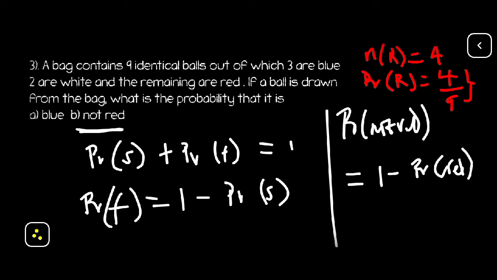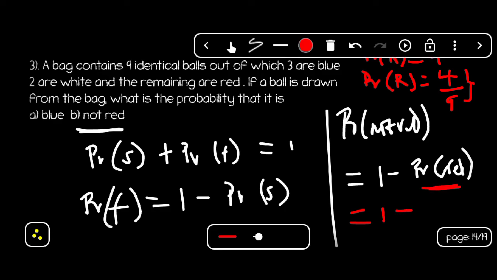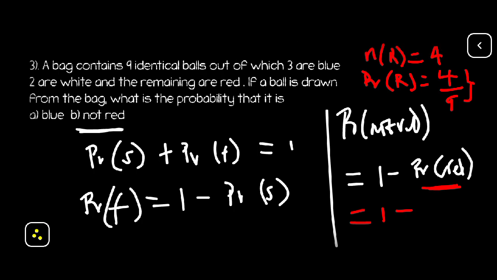Now putting this into the equation, we have equal to 1 minus the probability of getting red, which is going to be 4 over 9. So 1 minus 4 over 9. And this will give us what? Okay, this will give us 5 over 9. All right, so that's the answer.